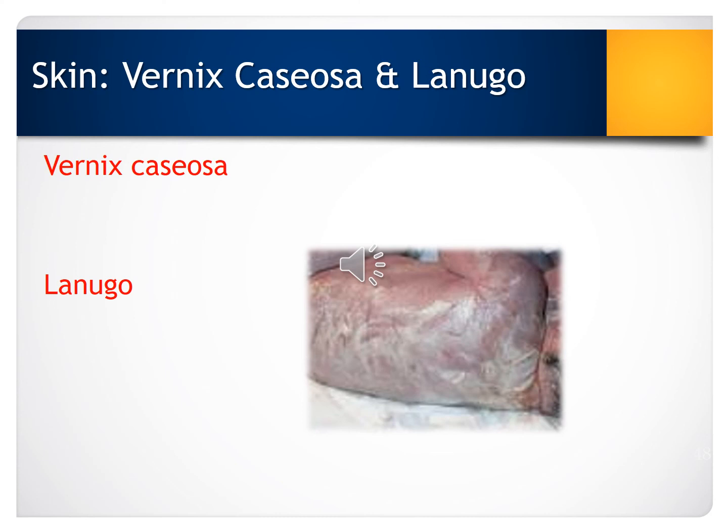Okay, and with lanugo, we also want to take cultural considerations into account, and that in some cultures, babies are hairy. So, for instance, with Hispanics, you may see more hair on the baby, and that is not an indication of prematurity, but more of a cultural characteristic. So again, look at the whole picture before we jump to assumptions.